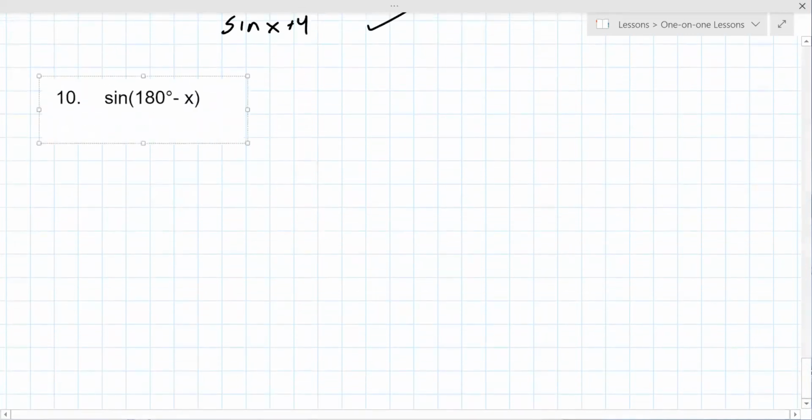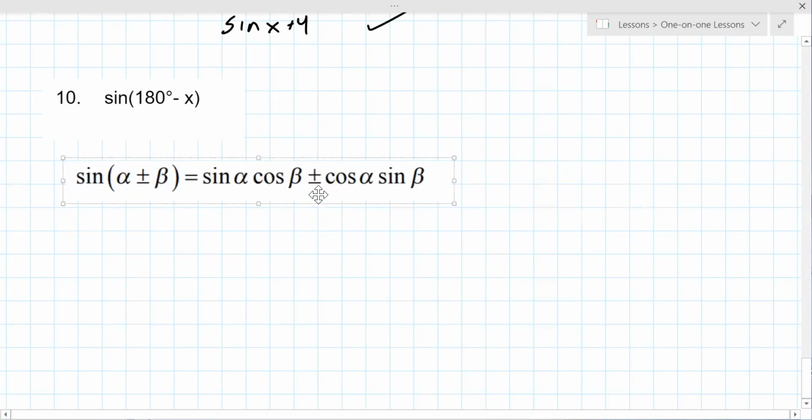Okay. So this one right here, if you go to your trig cheat sheet, this is a sum and difference formula. And I'll remind you how to use this. Let me snip in the reference here. According to this formula, your alpha is 180 and your beta is x. It's never negative x. You have a minus in your problem, and that corresponds to the minus here. So these have to match when it's sine. Your alpha is 180, your beta is x.